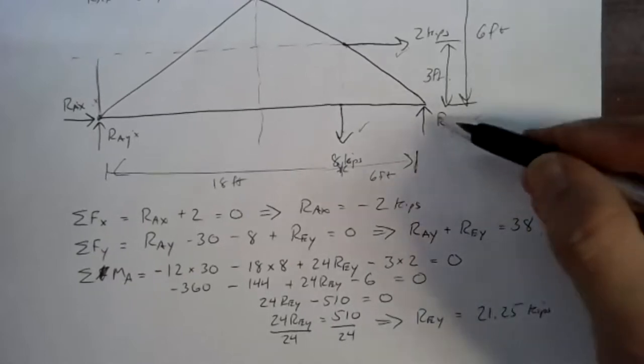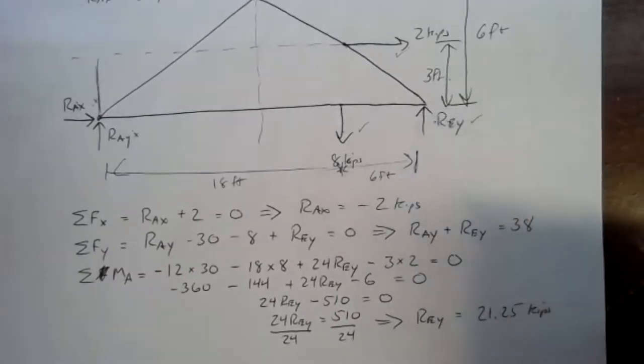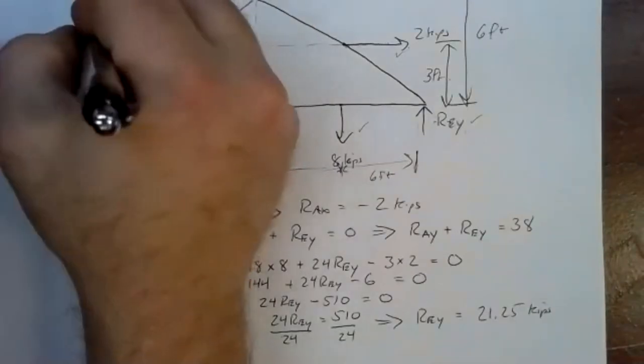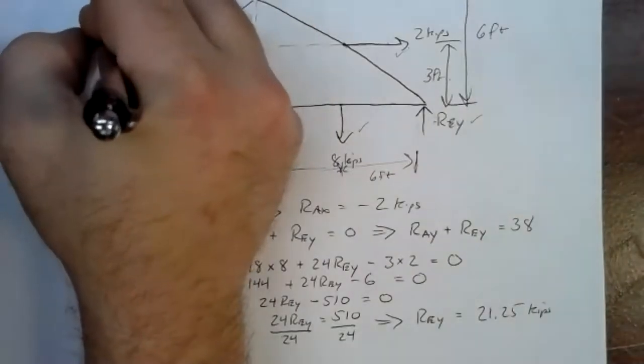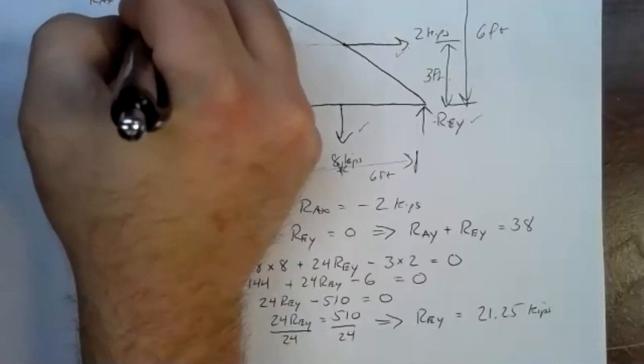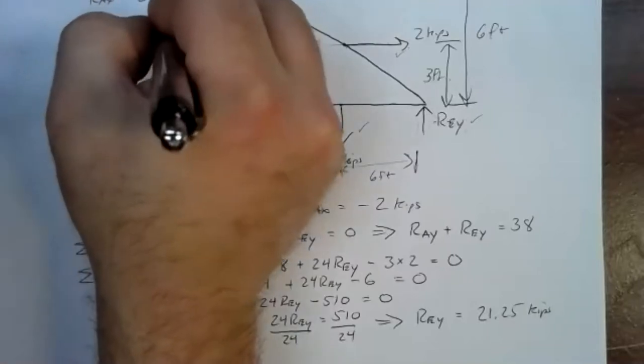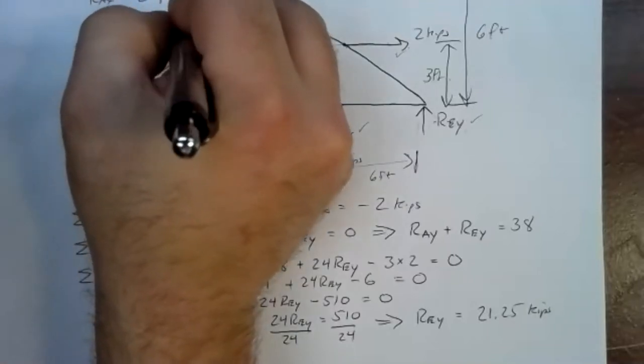So it came out positive. So our assumed direction is correct. REY does push up with 21.25 kips of force.